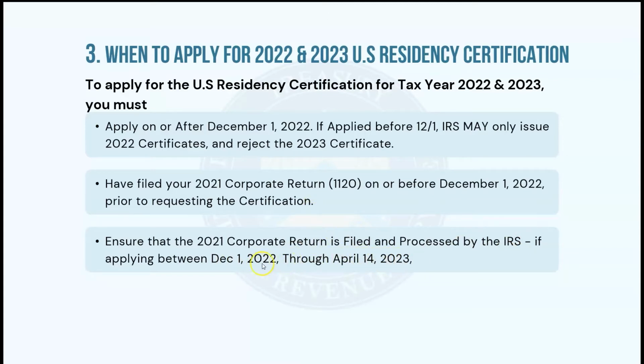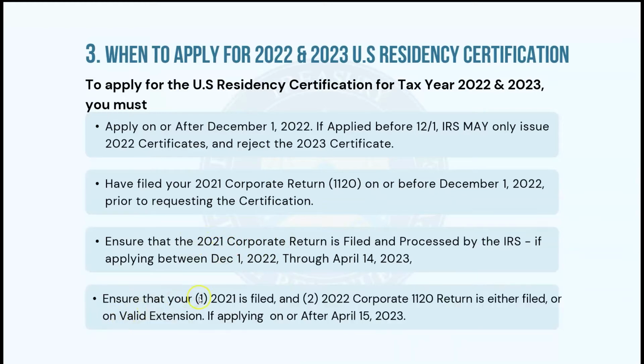The logic is very simple. It is assumed that by December 1, you should have already filed your 2021 return, right? But then between these dates, December 1 to April 14, it's assumed that your 2022 return is not due yet and has not been filed. And that's why we need the 2021 return to be filed.